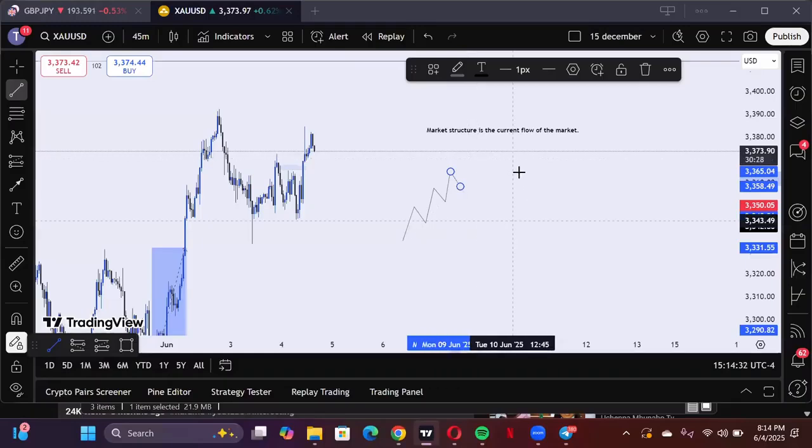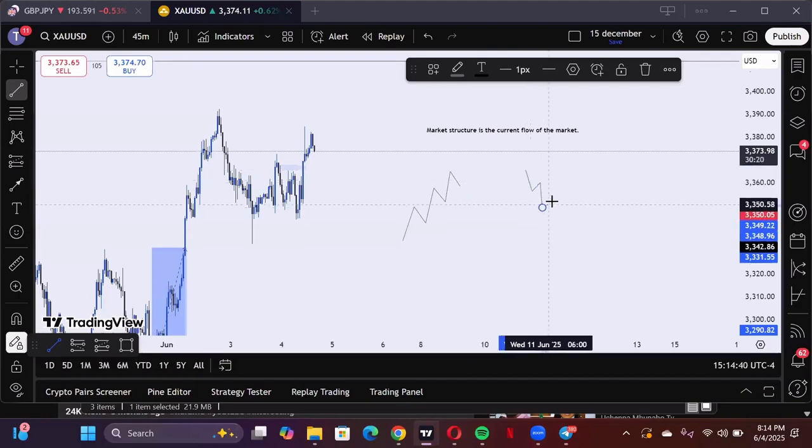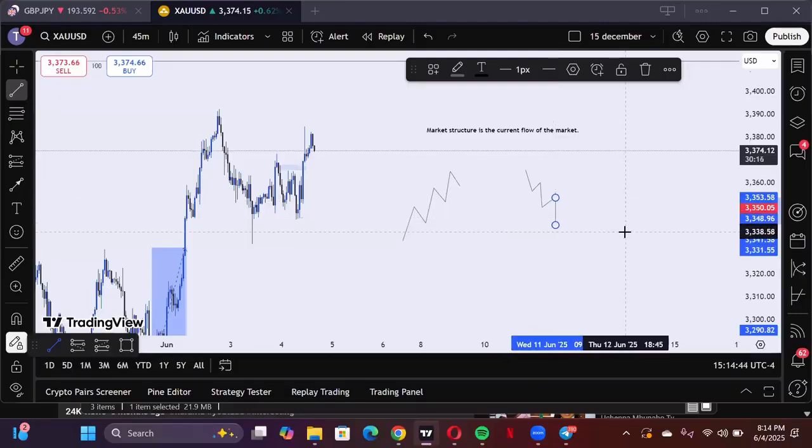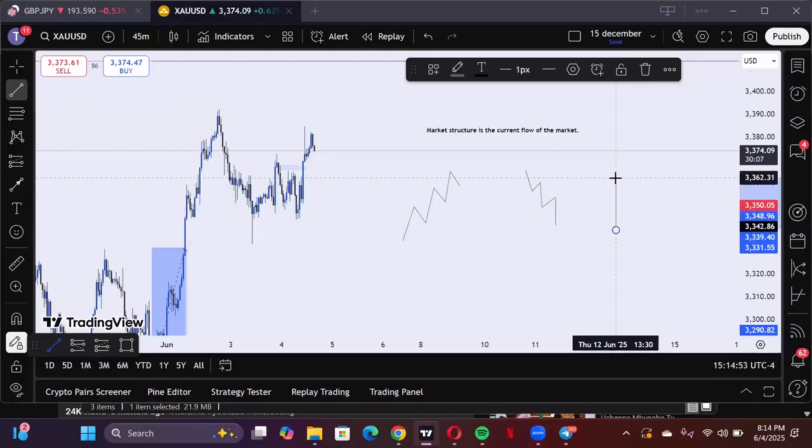Then for a downtrend, you see the market making a series of lower highs, then lower lows. If it's a ranging market, you see the market moving from point A to point B, from point B down to point A, from point A to point B. So it's basically from support to resistance, resistance to support, over and over. So these are the three ways that the market makes its movement.